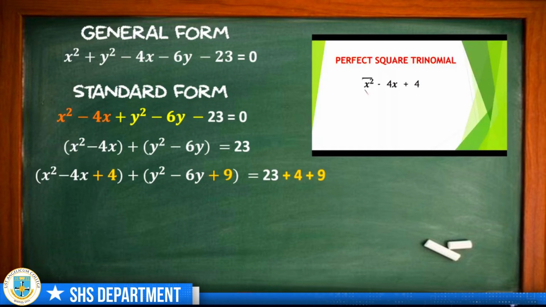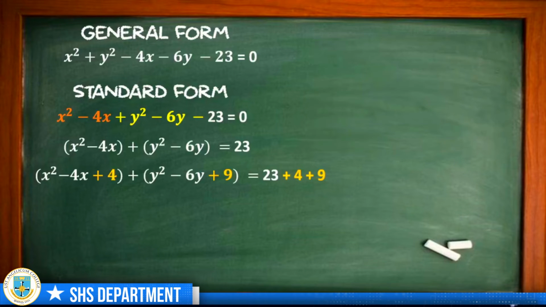First, we need to get the square root of x squared, so that will give us x. Then we also need to get the square root of 4, so that will give us 2. Then simply copy the sign of the middle term. So that will give us the quantity of x minus 2 squared. Also, we do the same process to y squared minus 6y plus 9. We need to get the square root of y squared, so that will give us y. Get the square root of 9, so that will give us 3. Then we copy the sign of the middle term, so that will give us minus. So now the answer becomes the quantity of y minus 3 squared.